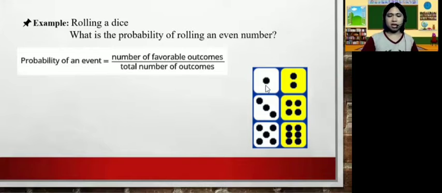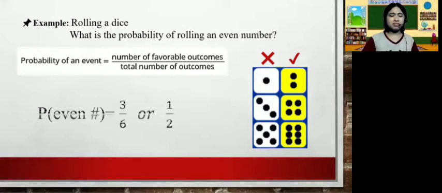The color white is the odd numbers, so we will not use this one because these are odd numbers. So the question is, what is the probability of rolling an even number? The even numbers are 2, 4, and 6. So let's count how many even numbers: 1, 2, 3. We have 3 even numbers, so our number of favorable outcomes is 3. The total number of possible outcomes is 1, 2, 3, 4, 5, 6. So the probability of an even number is 3 over 6, or 1/2.